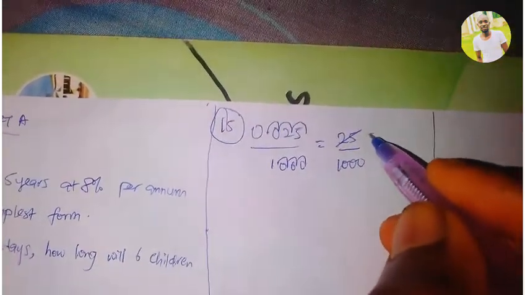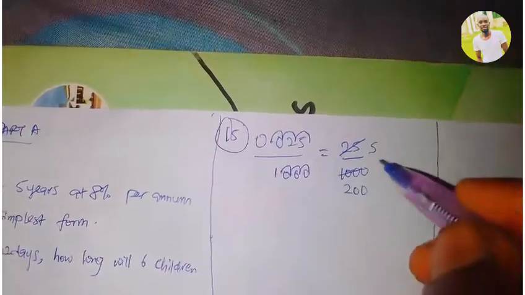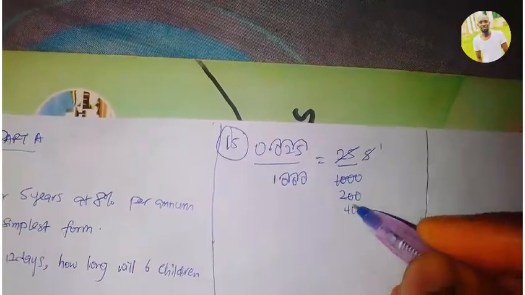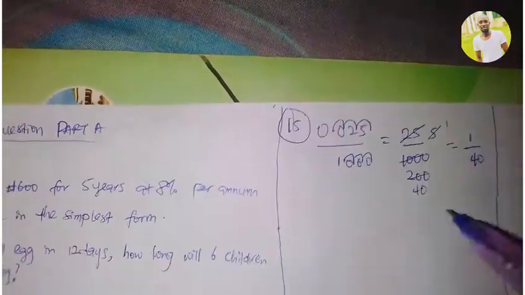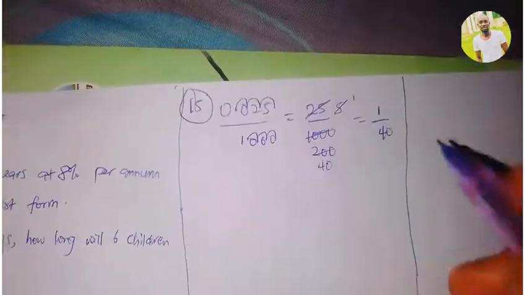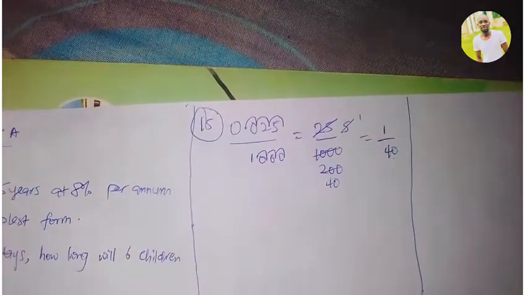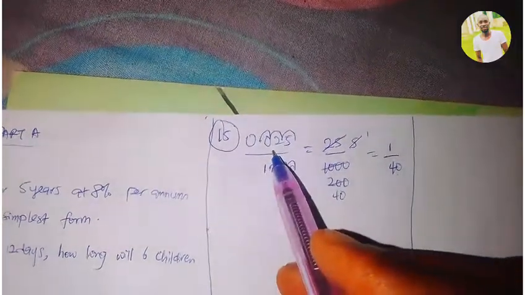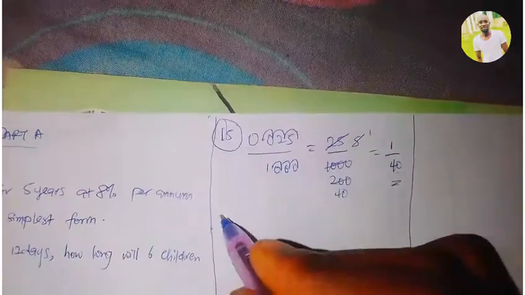Now let's divide. 5 can go. 5 in 10, 2. 5 is 0. 5 is 0. 5 can go again. 1. 5 in 20, 4. 5 is 0, 0. My answer is 1 over 40. Now, converting to a decimal fraction, 1 over 40 will still give us 0.025. This is the answer. Number 16.